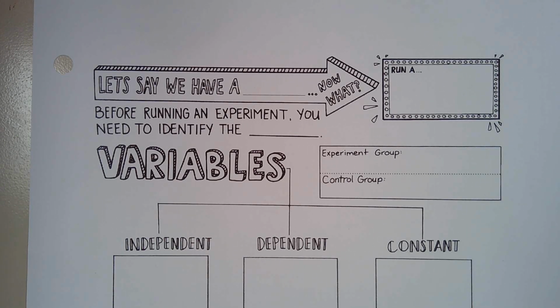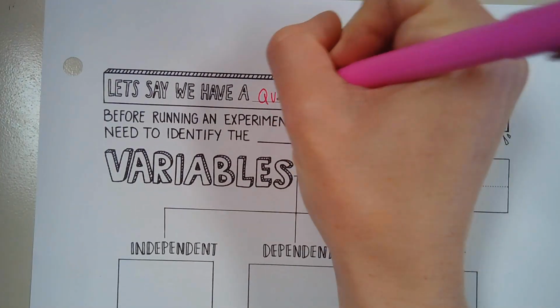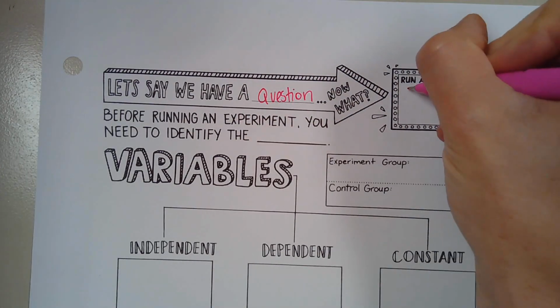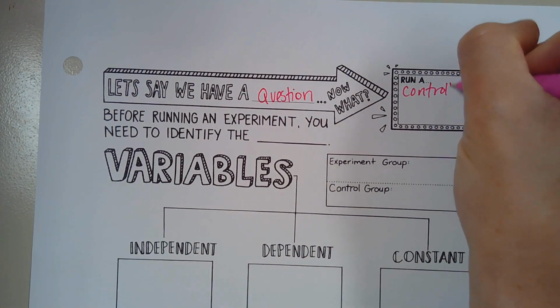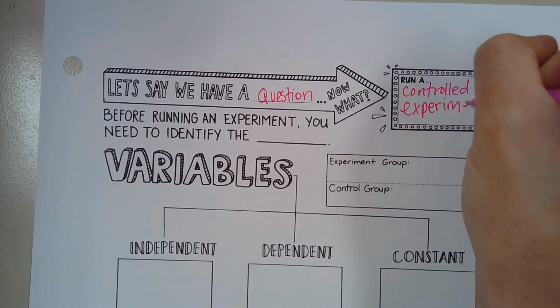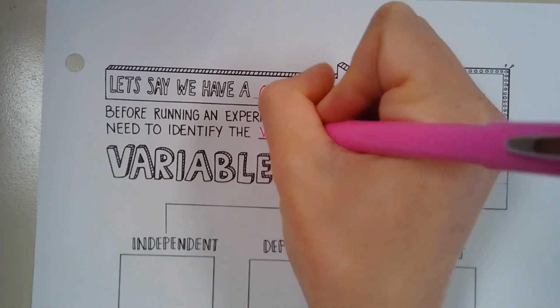These are the variables and experiment notes. And so let's say we have a question. Now what? You can run a controlled experiment. Before running an experiment, you have to identify the variables.